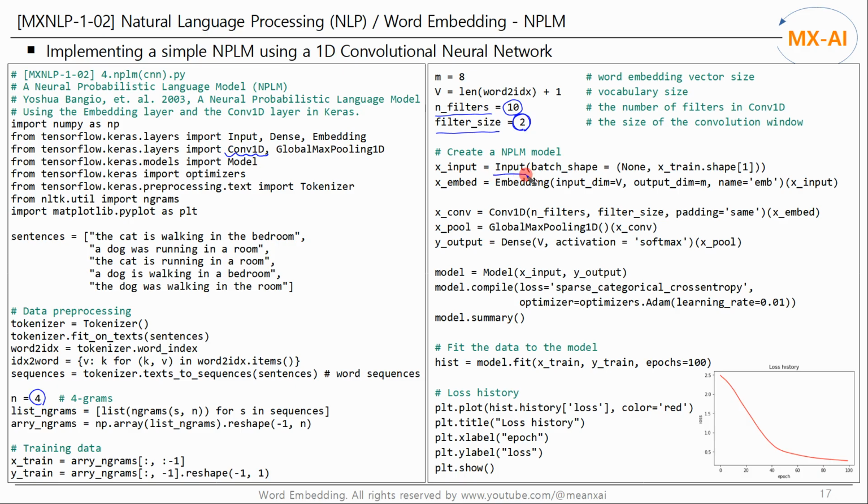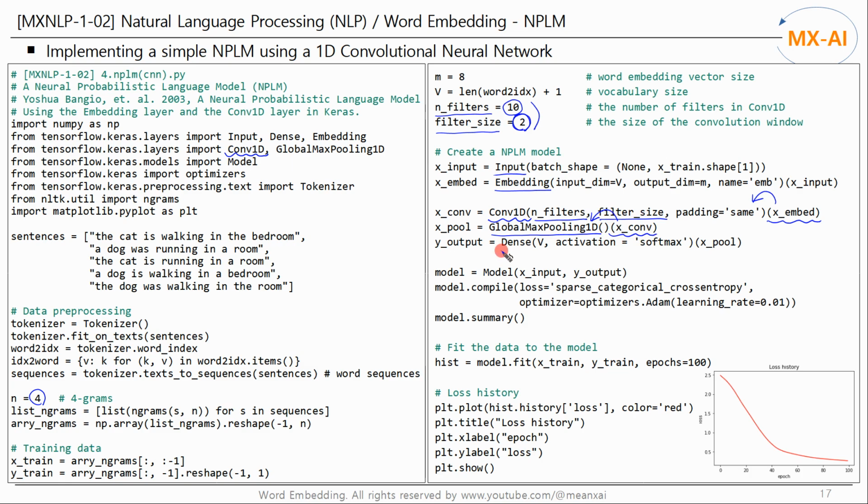Create an input layer and an embedding layer. Create a 1D convolutional layer with the number of filters and the filter size defined above. And feed the output of the embedding layer into the convolutional layer. Create a global max pooling 1D layer and feed the output of the convolution layer into it.